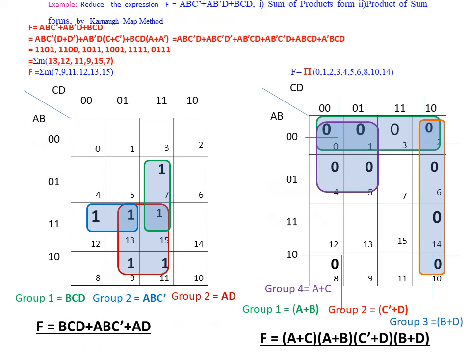In this example, we are going to obtain SOP as well as the POS expression. First, finding the SOP expressions. For the SOP expressions, the grouping is 4 cells and 2 cells grouping. And for POS expressions, this is 4 cell and these 4 corner cells are also there. The equivalent expressions are written.